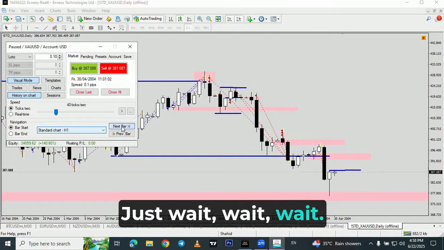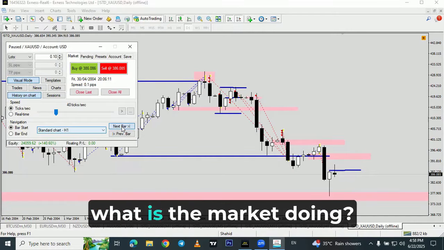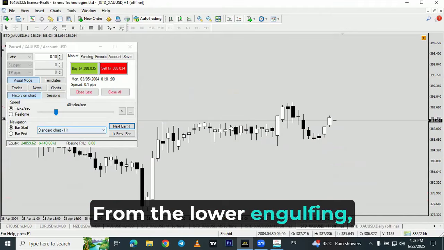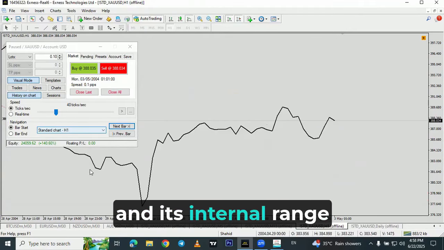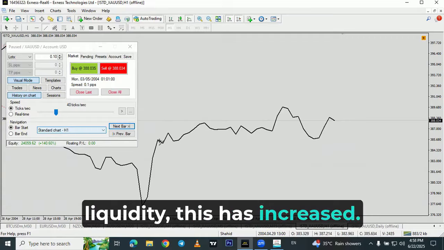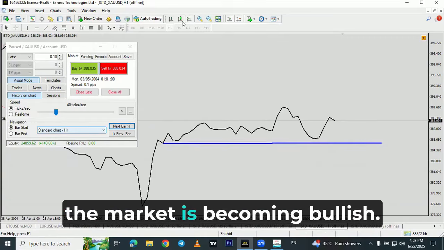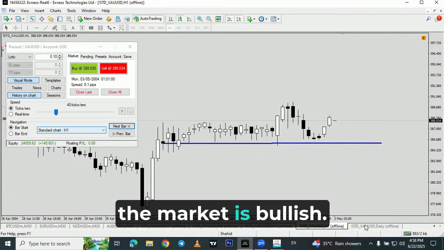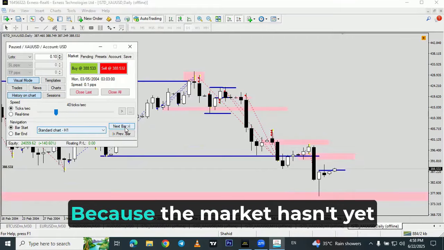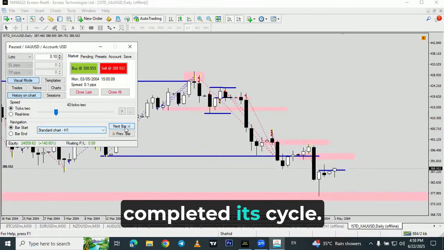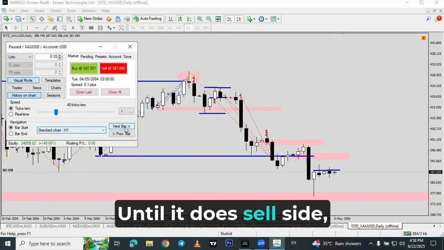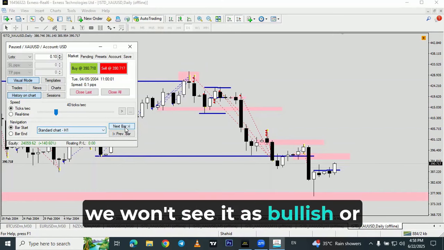Just wait. If we look at the lower engulfing, what is the market doing? From the lower engulfing, buy side, sell side, and its internal range liquidity, this has increased. From here, the market is becoming bullish. Why are we giving bearish? Because the market hasn't yet completed its cycle. Until it does sell side, buy side, we won't see it as bullish or bearish.